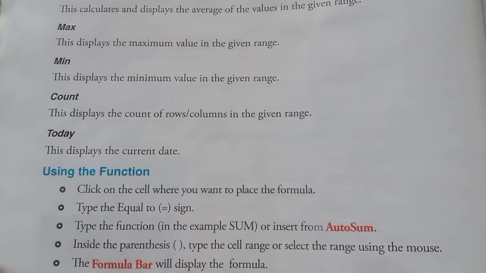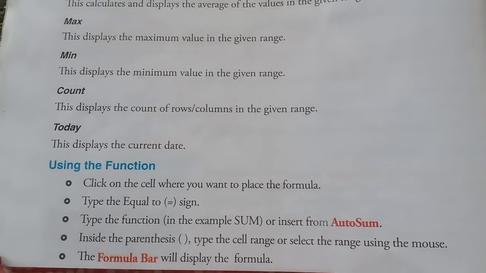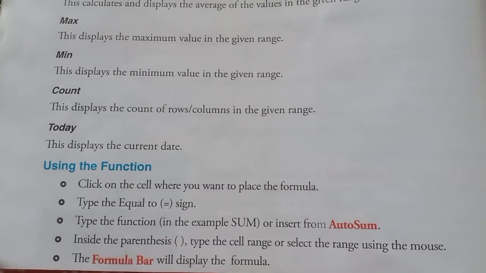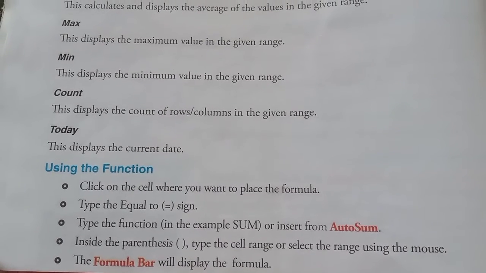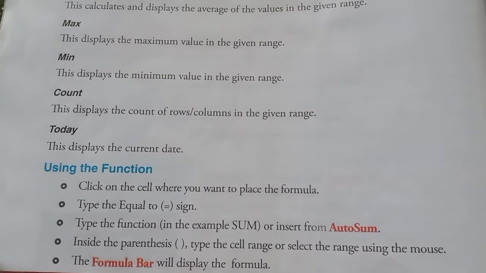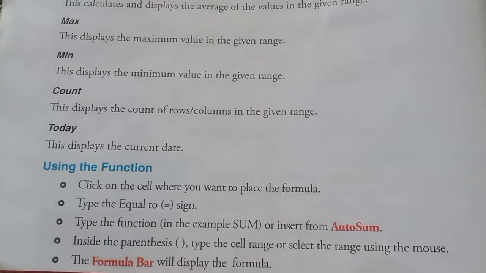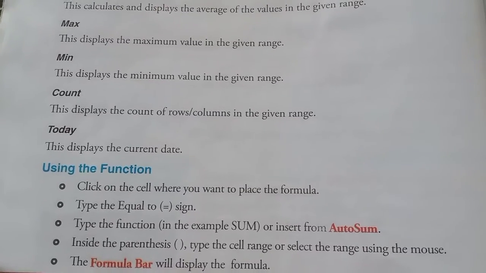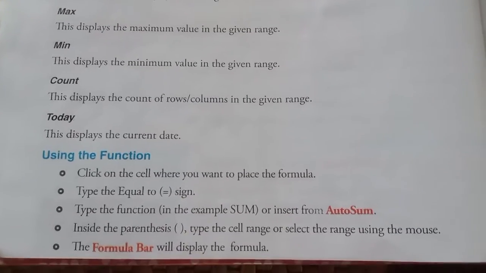Then count. This displays the count of rows and columns in the given range. Whenever you are going to count the rows and columns of a given range, you have to follow this formula. Today is for the current date. This displays the current date.